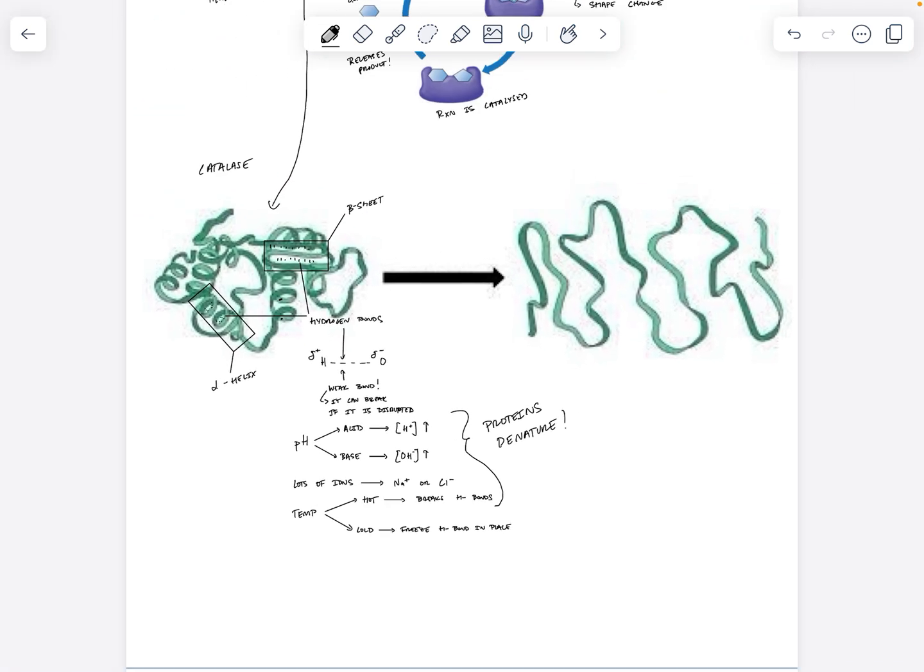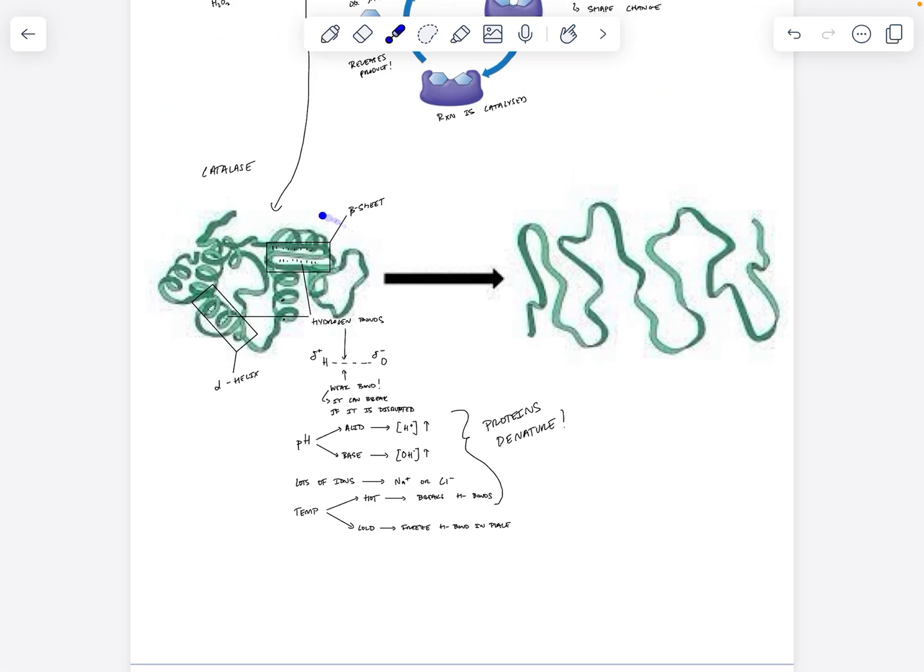Okay, and what does that actually mean? You know that the primary structure of this enzyme, all these amino acids are linked together by a covalent bond called a peptide bond, and it's very strong. But the shape, the secondary and tertiary shape of this enzyme is held together primarily by hydrogen bonds, and they're pretty weak. When the protein encounters an acid, base, lots of ions, or hot temperatures, these hydrogen bonds will break.